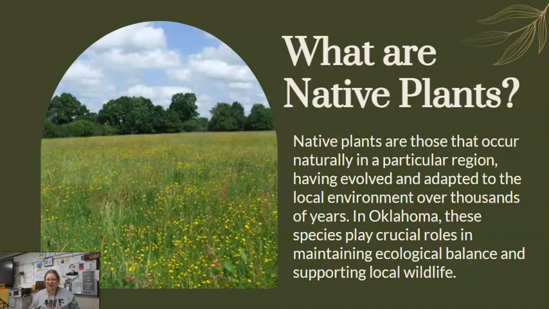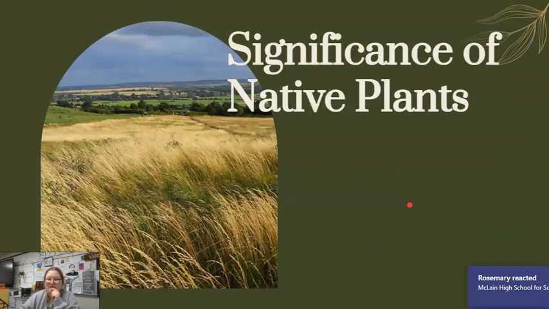Like what makes a plant native or not? So native plants are those that occur naturally in a particular region. They've evolved and adapted to the local environment over thousands of years. In Oklahoma, these species play crucial roles in maintaining ecological balance and supporting local wildlife. They are the plants that are meant to be there. They naturally evolved there. They are fit to the environment. They have natural predators. They have the resources that they need, all of those things. The opposite would be an invasive species that is not from there. So important to differentiate those two.